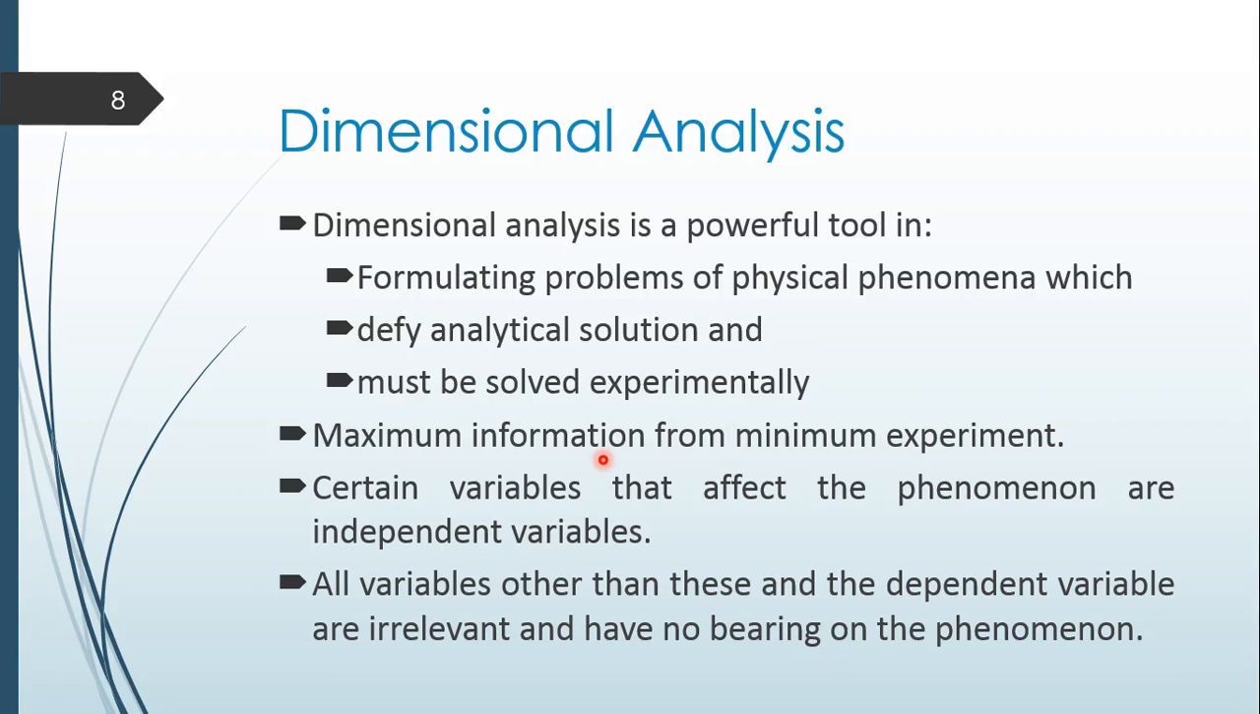So let's say there are n variables used to describe certain phenomena. The assumption made in the application of dimensional analysis is that there are certain variables that affect the phenomena, let's say n minus 1. Then the last one is the dependent variable, depending on the n minus 1 independent variables. All variables other than these n variables have no effect on the phenomena and hence will not be in the equation.